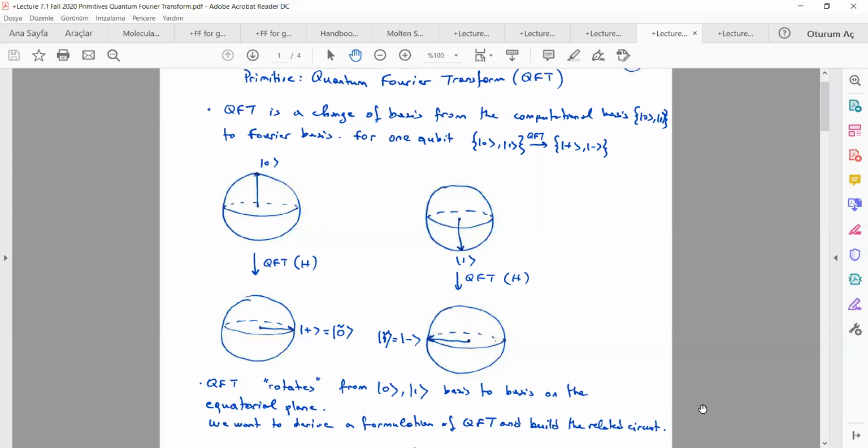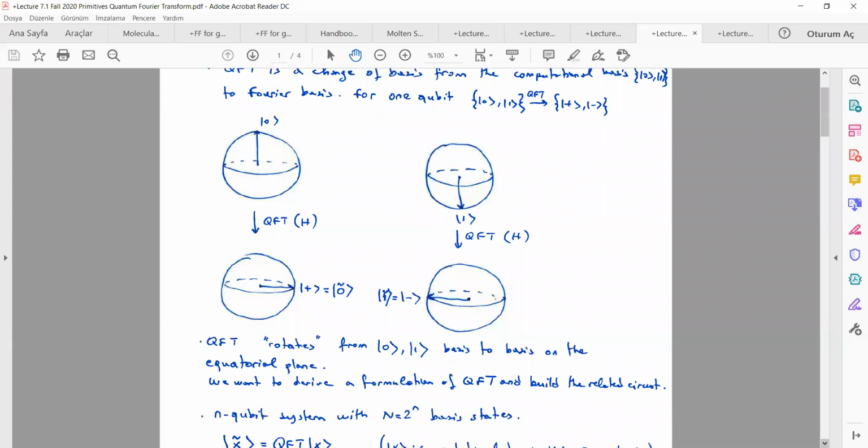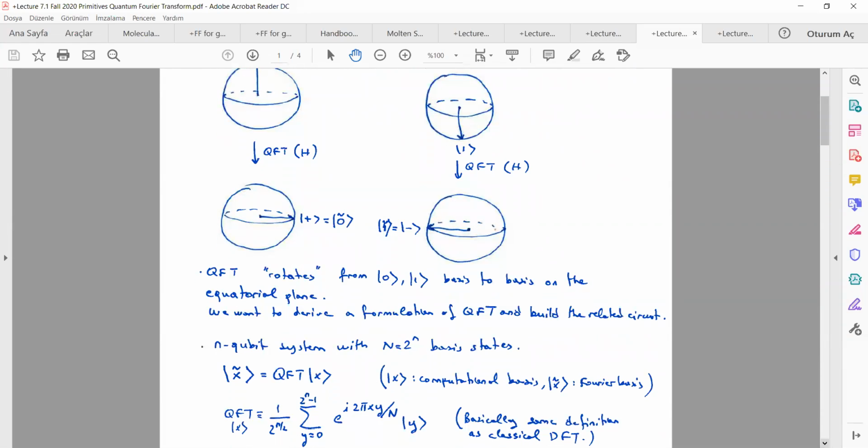Okay. So more formally, let's see what we mean by the quantum Fourier transform and what kind of circuit we can build, using single-qubit and two-qubit quantum gates, to implement it. So we first start with the formulation of the quantum Fourier transform, and then we build the related circuit accordingly.